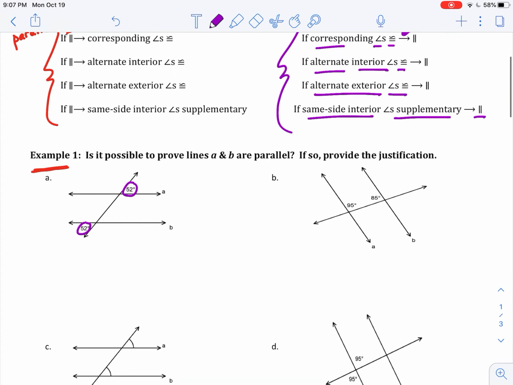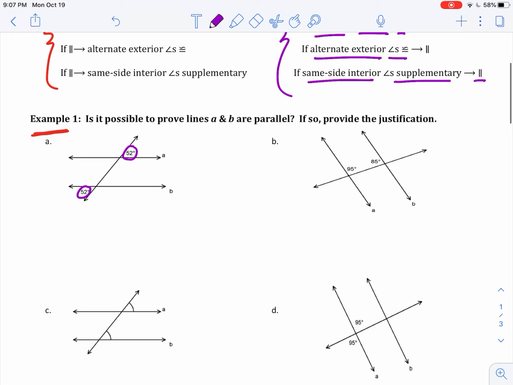And so since my alternate exterior angles are congruent, then the lines must be parallel. And so it says, is it possible? If so, then provide the justification. So yes, it's possible. And the justification is if we have alternate exterior angles, and I'm going to abbreviate that, that indicates that the lines are parallel. So that would be our justification.